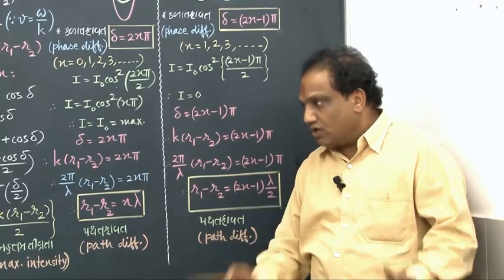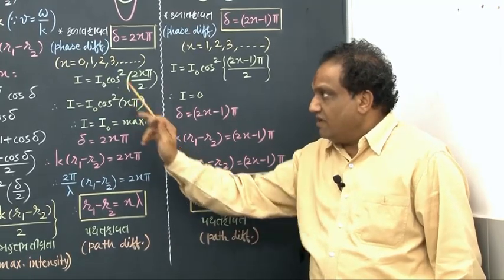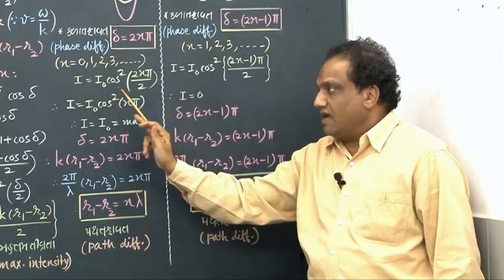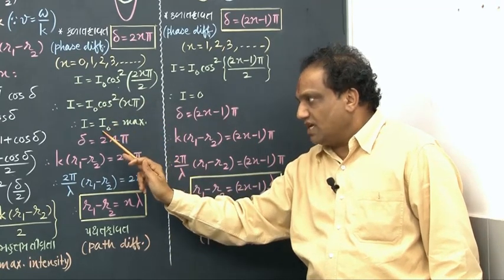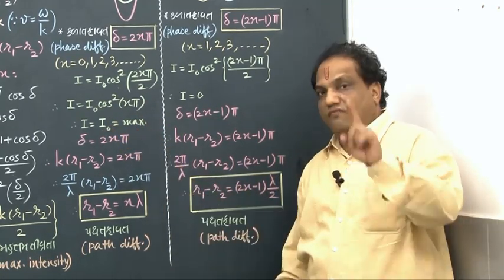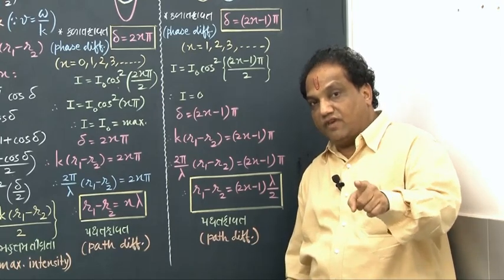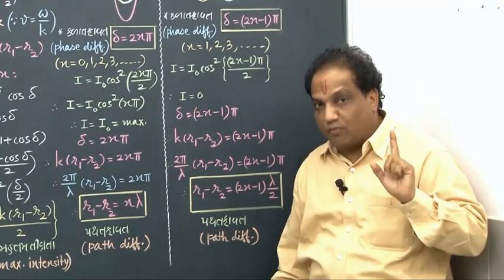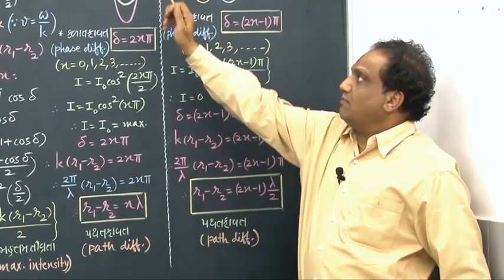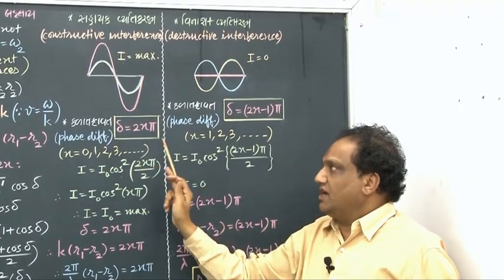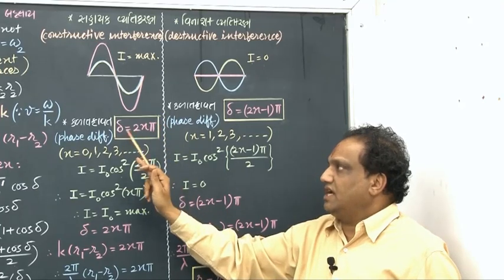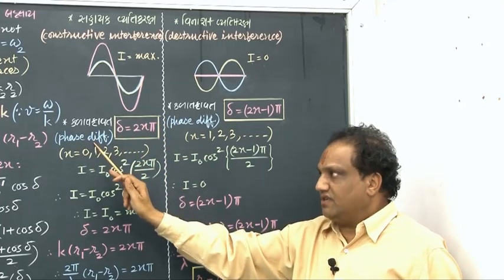Correct? In short, whatever the value of n may be from this range, every time the value of this term comes out to be 1. 1 into I0 is I0, which is maximum. And whenever the intensity of the resultant wave is maximum at the point of superposition, we say the type of interference is constructive. That is why this is called the condition of constructive interference in terms of phase difference.